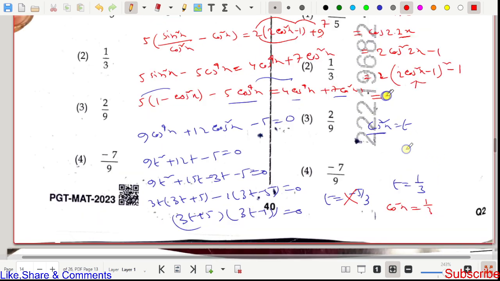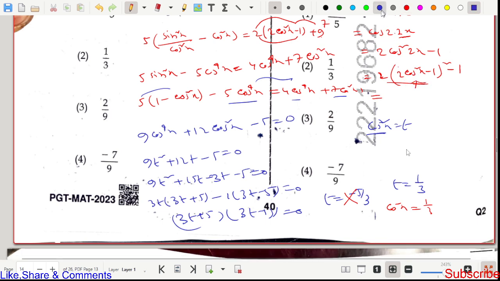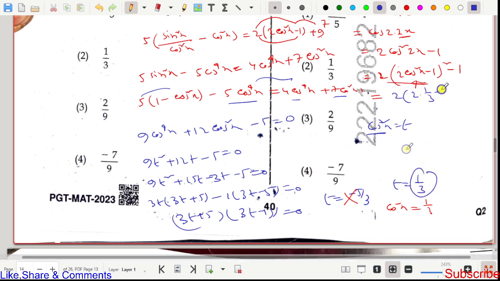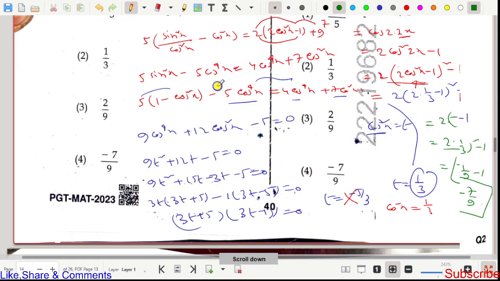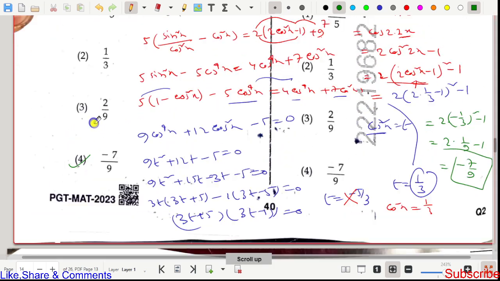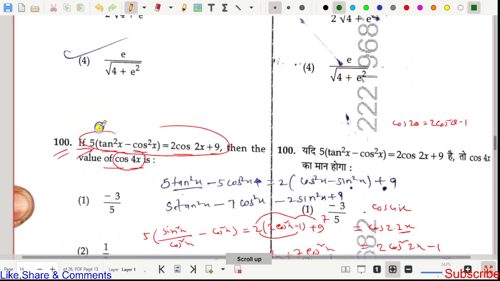Now substitute this value in our required term. So 2 into cos square x, whose value is 1 by 3, so it is 2 into 1 by 3 minus 1 whole square minus 1. Now simplify it. So 2 into 2 by 3 minus 1 whole square minus 1, so 2 into 1 by 9 minus 1, it means minus 7 by 9. So our required answer will be minus 7 by 9. That means the fourth option is our correct answer. I hope you have understood.